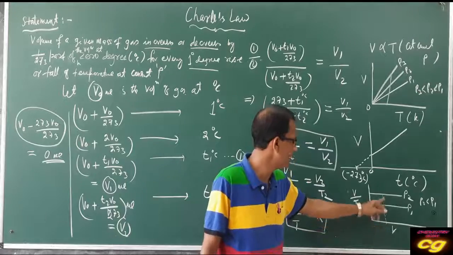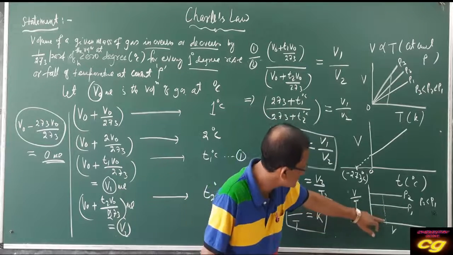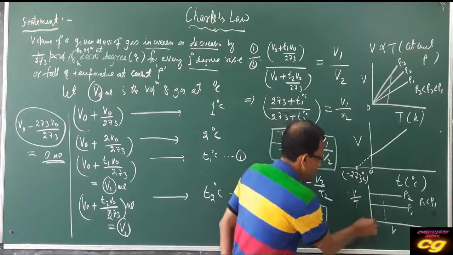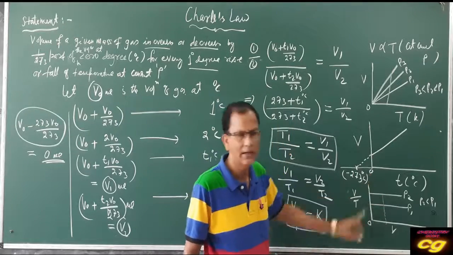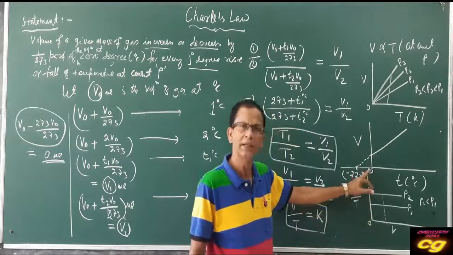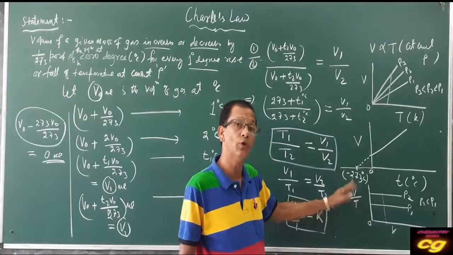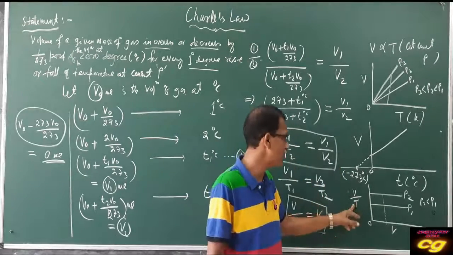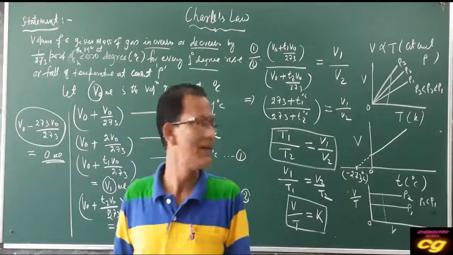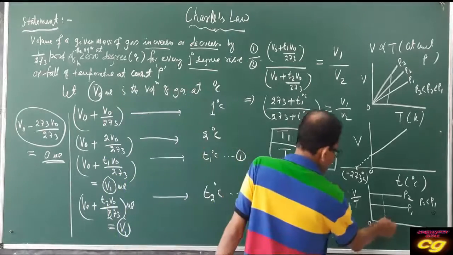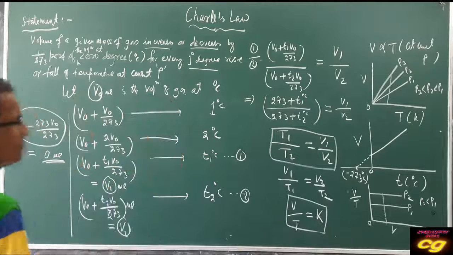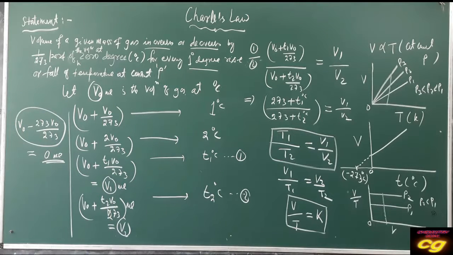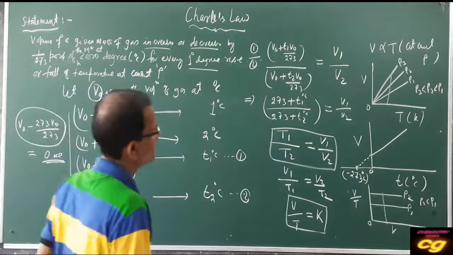As the volume is remaining constant, V by T is increasing, which means temperature is decreasing. We know that when volume is constant, temperature decreasing means pressure will also decrease. That's why the graph goes upward, and the relation between P1 and P2 is P2 less than P1. So this is the important graph of Charles' law, and this is the derivation of Charles' law.